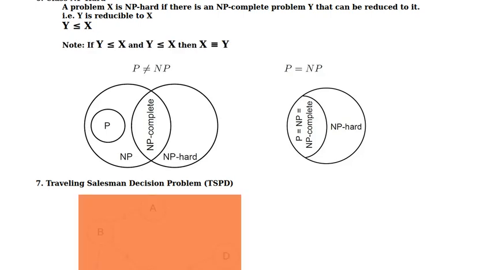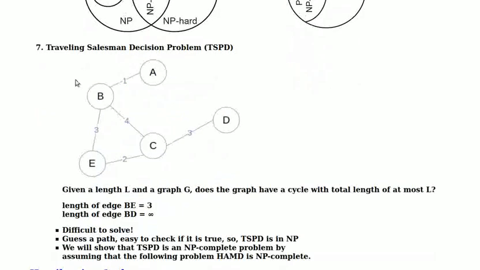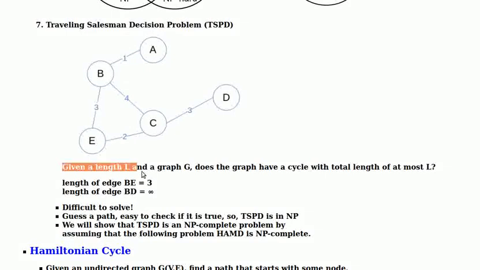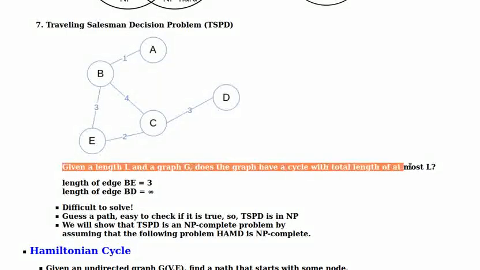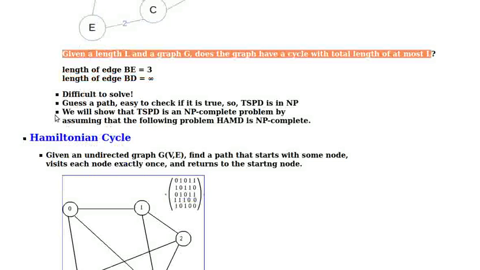7. The traveling salesman decision problem, TSPD, can be stated in this way. Given a length L, does the graph have a cycle with total length of at most L? For example, in this graph, the length of BE is 3 and the length of BD is infinity. This problem is difficult to solve, but by making an informed guess about a particular path, we can efficiently verify its validity. Therefore, TSPD falls within the NP class of problems. To establish TSPD as an NP complete problem, we'll proceed under the assumption that the Hamiltonian cycle decision problem, HAMD, is NP complete.